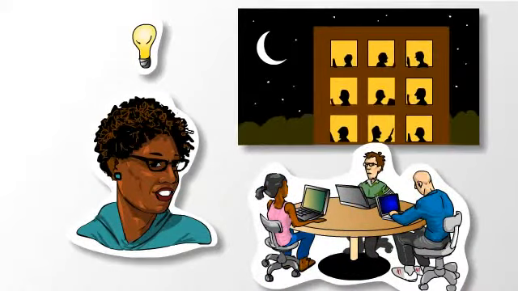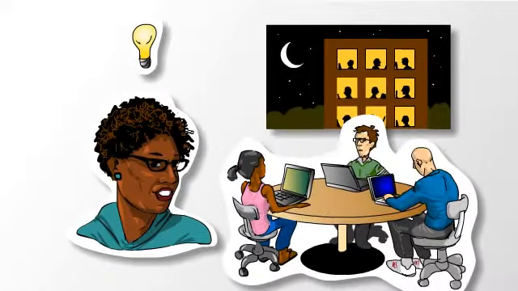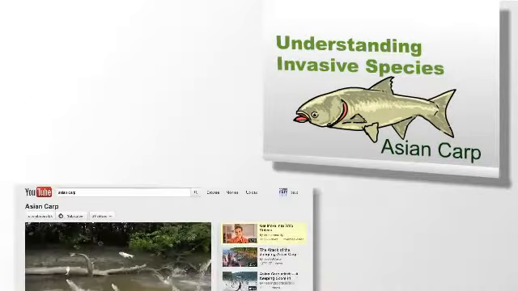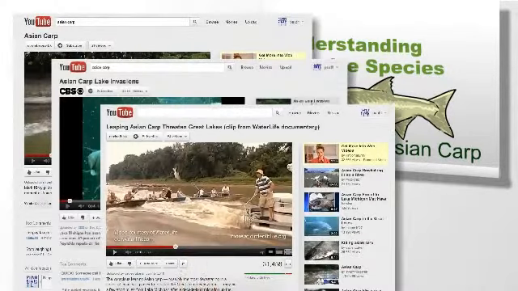In the new model, students watch, listen to, and interact with content on their own time, and then use class time for engaging activities. Here's how it works. Say you're teaching a biology course. One week, you talk about invasive animal species, such as the Asian carp. Instead of lecturing, you post a few YouTube videos about Asian carp.